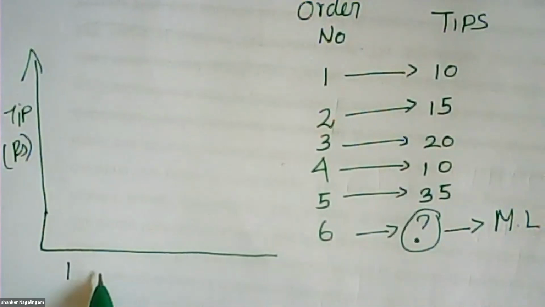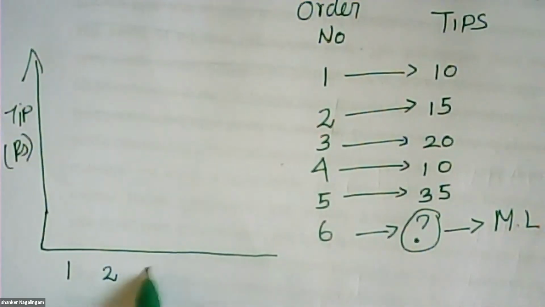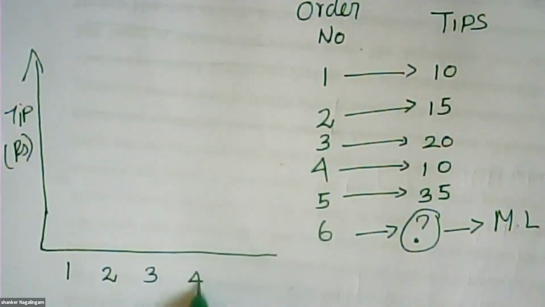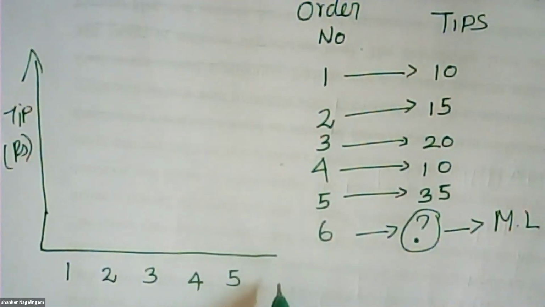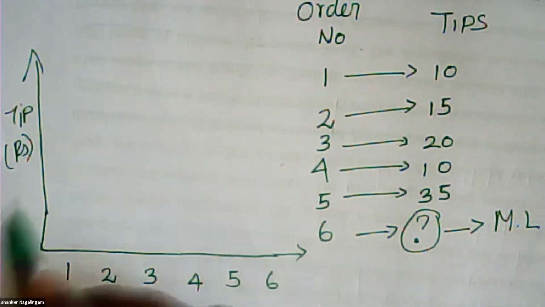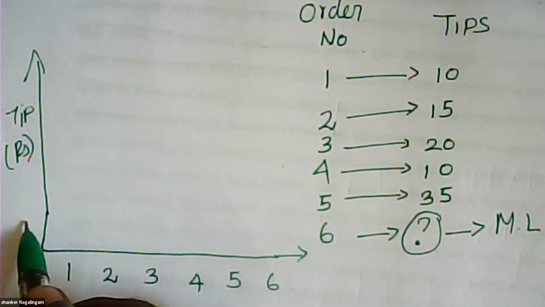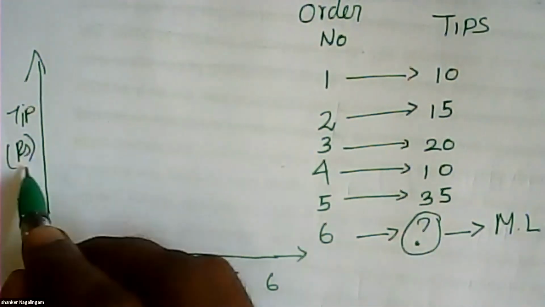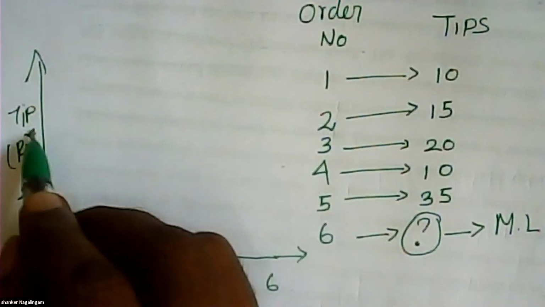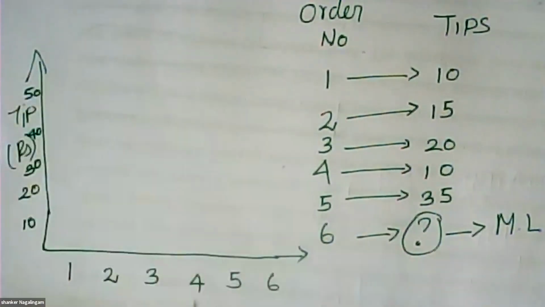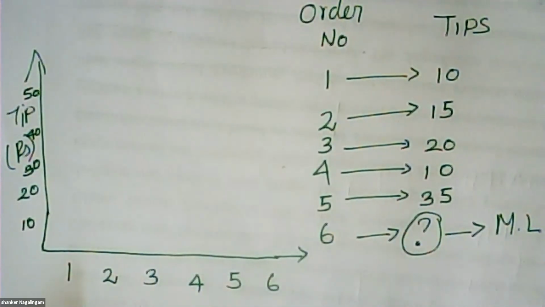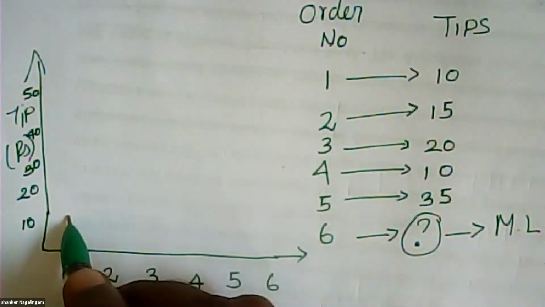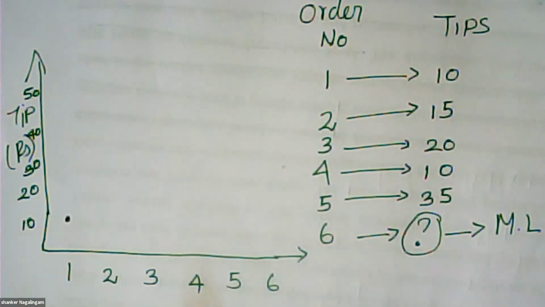Order 1, 2, 3, 4, 5, and 6. Now, I think I can make the amount here as 10, because the maximum is 35. So 10, 20, 30, 40, 50. This is my tip amount. Now, when I want to mark a point of 10, this is the 10, the first order, 10, and this is your order.